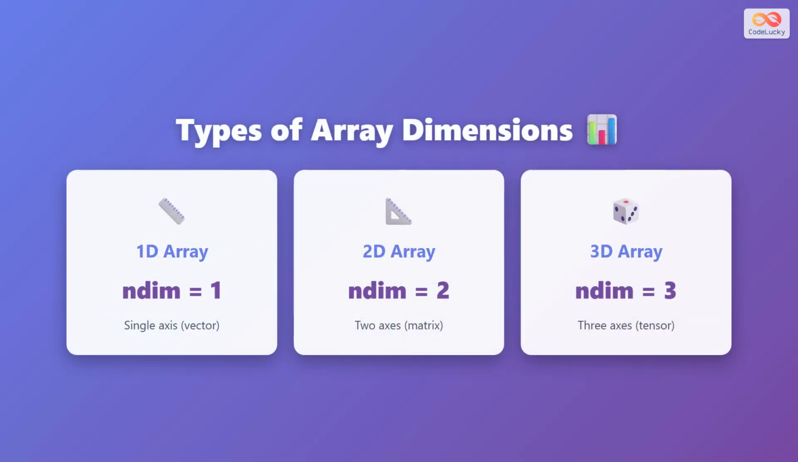Arrays can have different numbers of dimensions. A one-dimensional array, like a simple list, has ndim equal to 1. We call this a vector, which has a single axis. A two-dimensional array, similar to a table or matrix, has ndim equal to 2 with rows and columns. A three-dimensional array has ndim equal to 3 and is often called a tensor, used for more complex data like images or video frames.